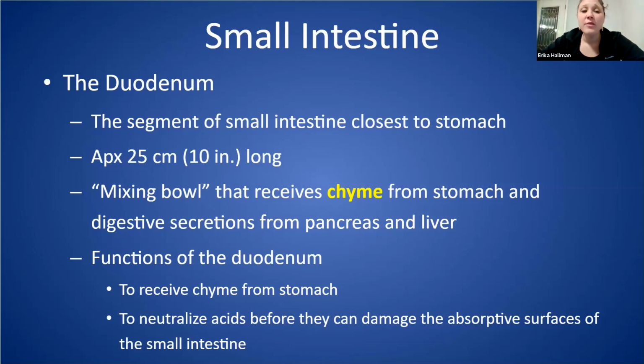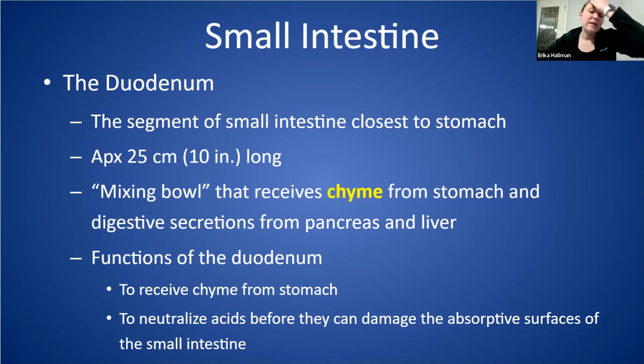So the 3 parts of small intestine, we're going to start with the duodenum, and we'll run through what each of the parts of the intestines really specialize in. The duodenum is actually the smallest or shortest region of the small intestine. It's the closest area to the stomach. So the stomach dumps through that pyloric valve and goes straight into the duodenum. It's only about 10 inches long, and it's known as the mixing bowl.